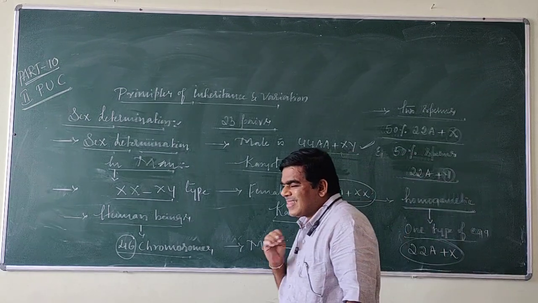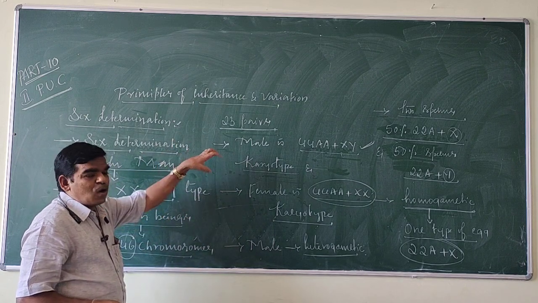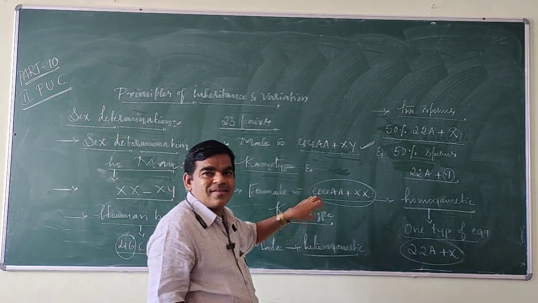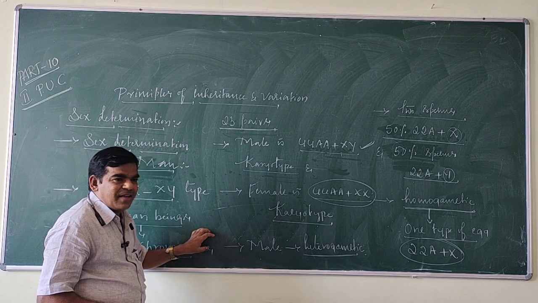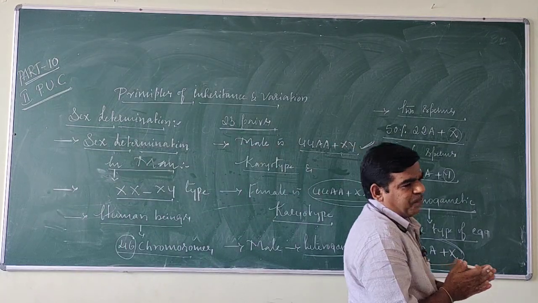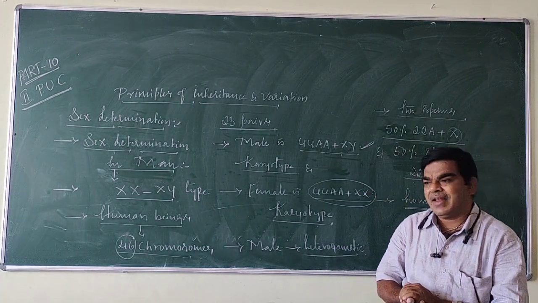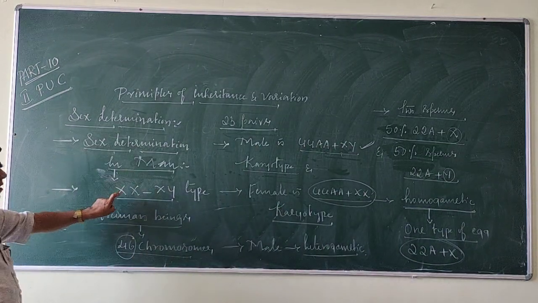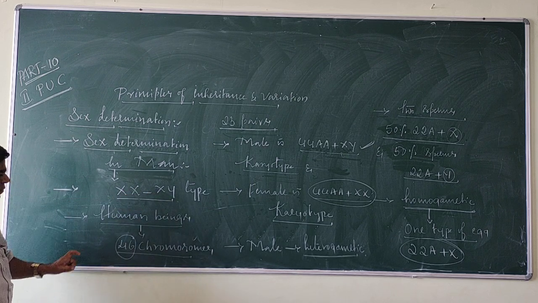So the sex of the offspring is determined at the time of fertilization. You know already, I explained in the previous class. Clear? So this is sex determination in man. In man, sex determination is XX, XY type.